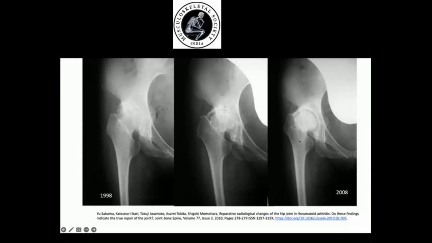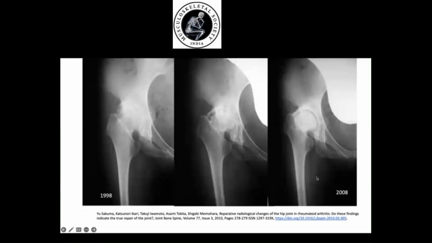at which time she was in clinical remission. So when I'm looking at these radiographs, this last radiograph in 2008 looks much better to me than the radiograph in 1998. Even so, the radiograph in between looks better than the one in 1998. So that's a bit baffling. So what's happened here? That is what this article tries to discuss. Do these findings indicate true repair of the joint?